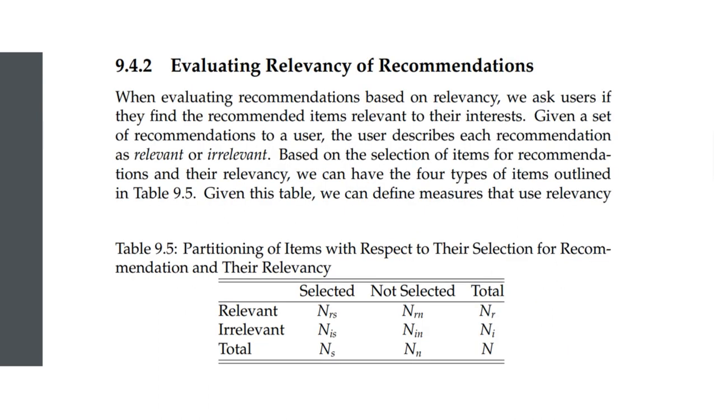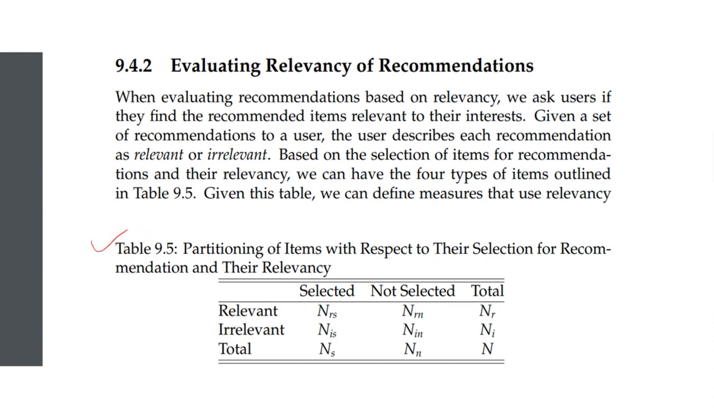Now let's go with evaluating relevancy of recommendation. When evaluating recommendation based on relevance, we ask users if they find the recommended item relevant to their interest. Given a set of recommendations to a user, the user describes each recommendation as relevant or irrelevant. Based on the selection of items for recommendation and the relevance, we can have 4 types of items outlined in table 9.5. Given this table, we can identify measures that use relevance.